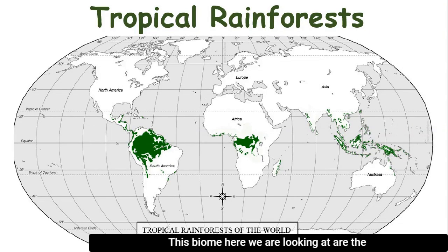This biome here we're looking at are tropical rainforests, which can be found in the tropical climate zones, located just above and below the equator, which is right at 0 degrees latitude. So we have a lot of tropical rainforests in Central America, South America, parts of Africa, and also parts of Asia as well.